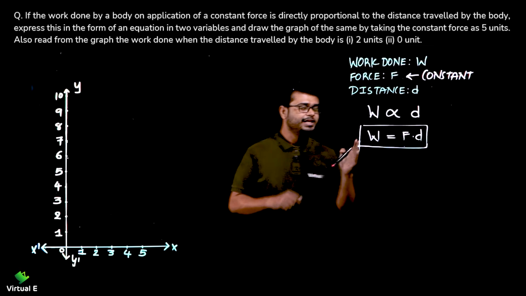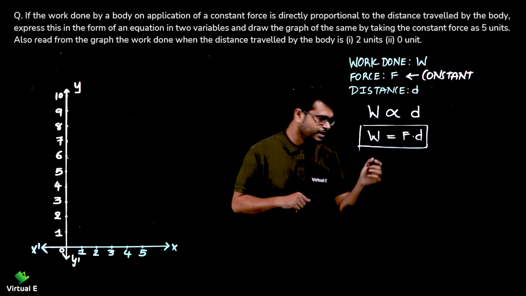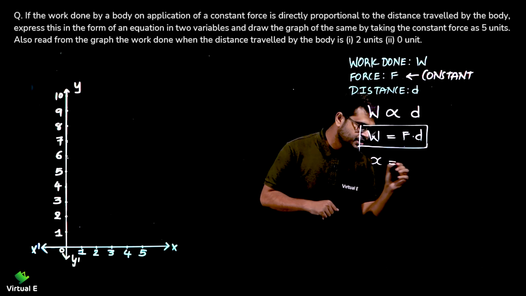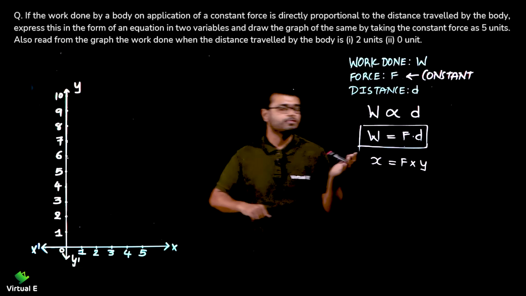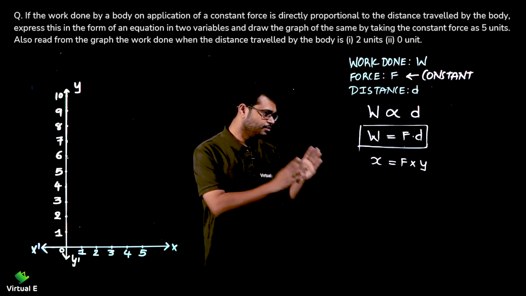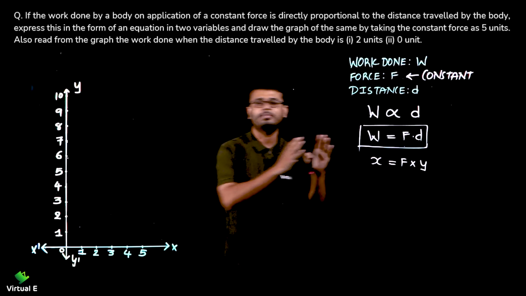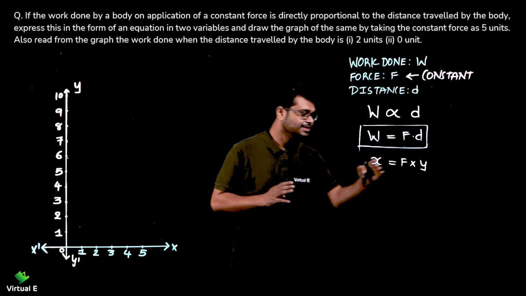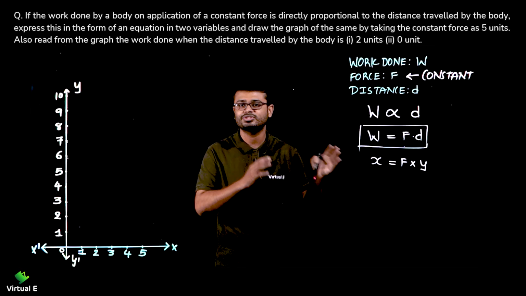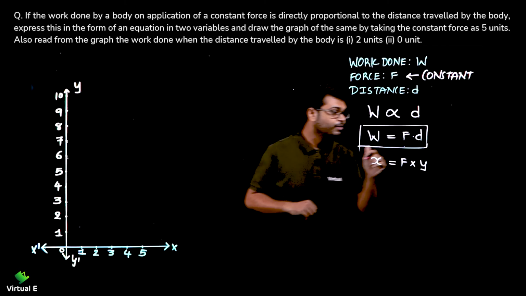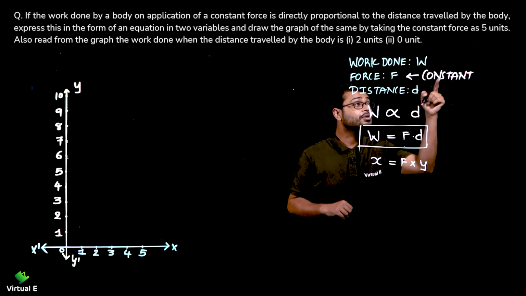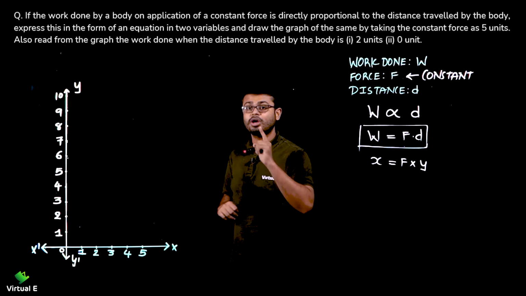If you want to write it in the form of x and y, this is how you can express it: x is equal to F multiplied by y. I've just written it for familiarity, so you can understand that this is actually a linear equation in two variables, not three variables. Remember, I'm repeating one more time that force is constant, whose value is not being changed.